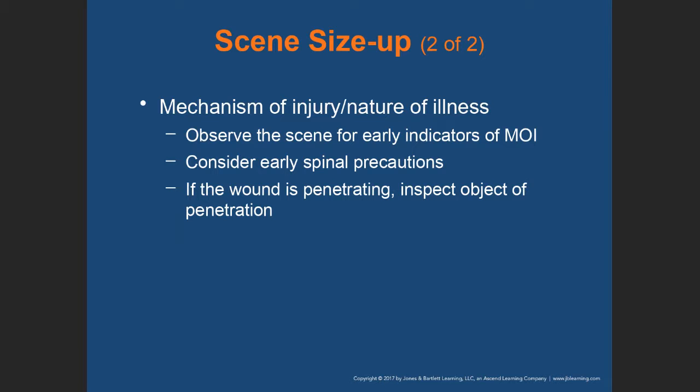Mechanism of injury, nature of illness. So mechanism of injury would be specifically for trauma. Nature of illness is your medical patient. Observe the scene for early indicators of MOI. Consider early spinal precautions. If the wound is penetrating, inspect object of penetration.